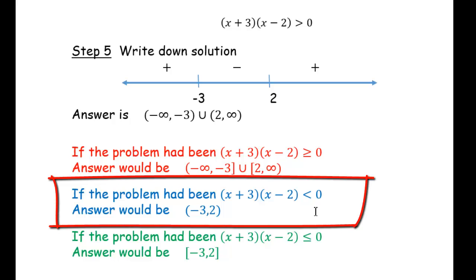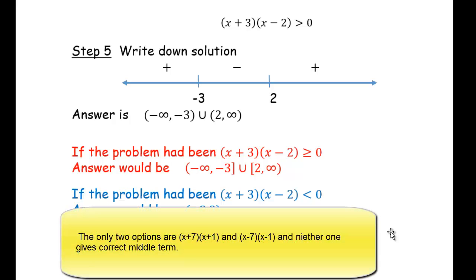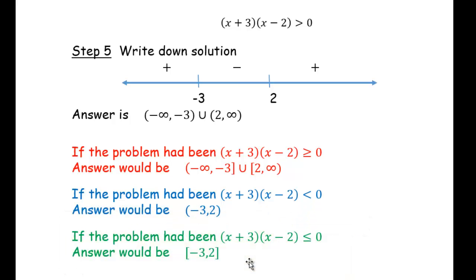Okay, if the problem had been the left-hand side strictly less than 0, then we'd be looking for the negatives, and we'd go from -3 to 2, and we would not include the endpoints because it's strictly less than 0. Finally, if it had been less than or equal to 0, then we'd want the negative interval and we'd want to pick up the 2 endpoints. So we'd have a closed interval from -3 to 2.